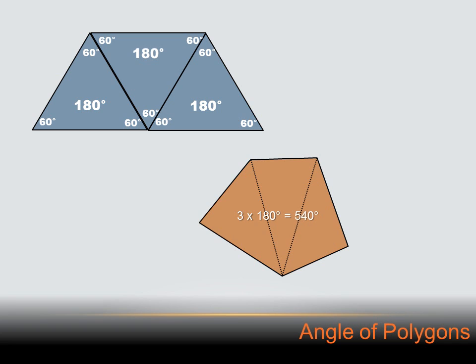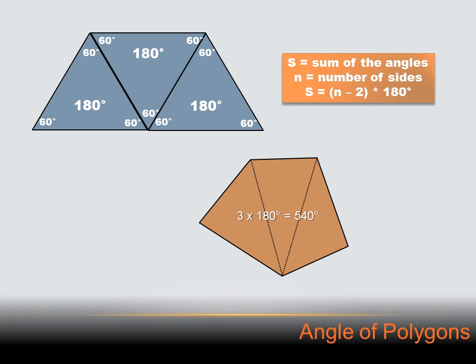Now there's a formula to help you figure out how many degrees are in a polygon. If we let S equal the sum of the angles and N equal the number of sides, then the sum of the angles equals the number of sides minus 2, times 180 degrees: S = (N - 2) × 180.